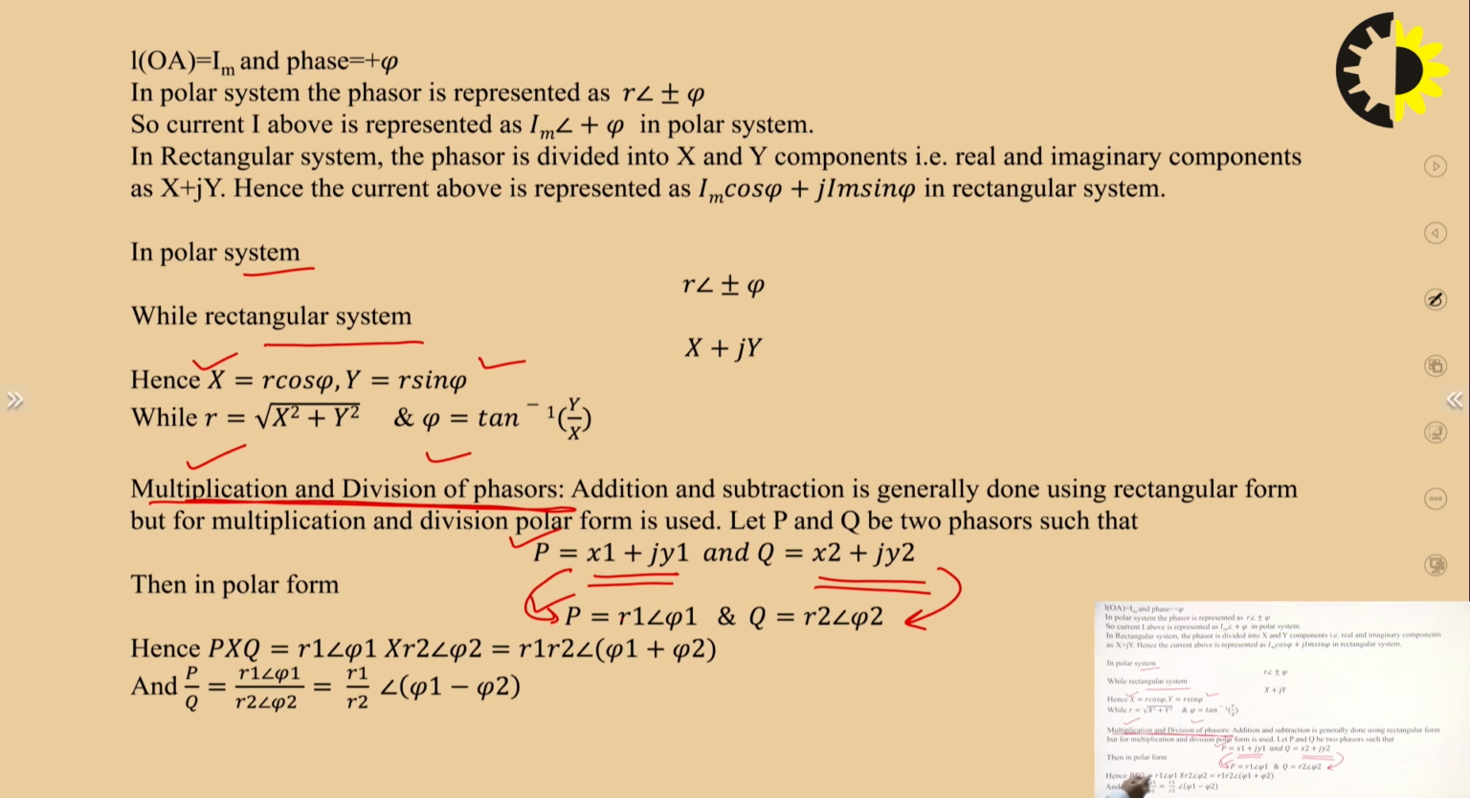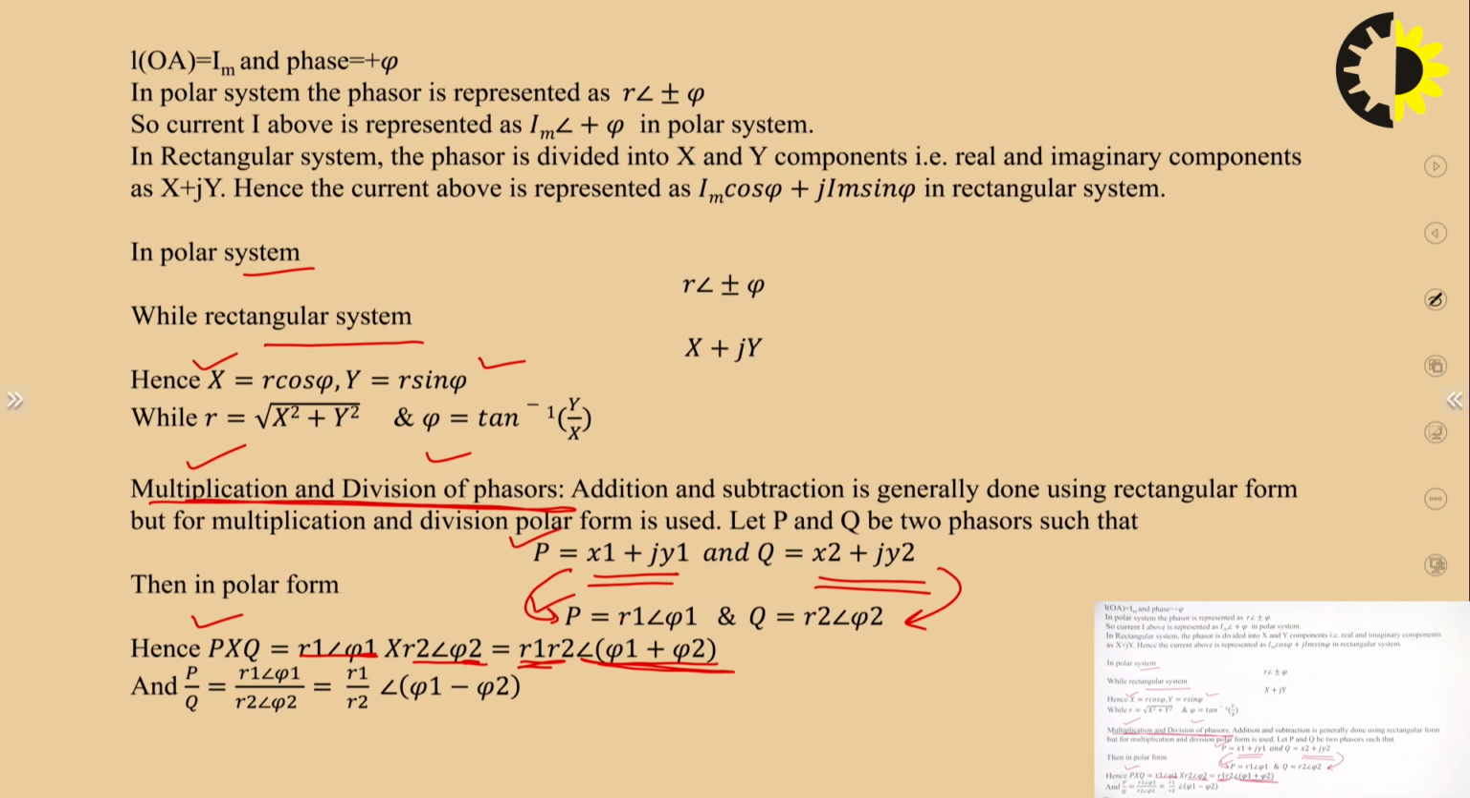Then multiplication and division of these two is very easy. Multiplication P into Q means this is P and this is Q. The resultant will be R1 into R2, and the angles here, phi 1 and phi 2, when in a product are added. So the product will be written as the product of their magnitudes and the sum of the angles of P and Q, that is phi 1 plus phi 2. This is how we multiply two alternating quantities.